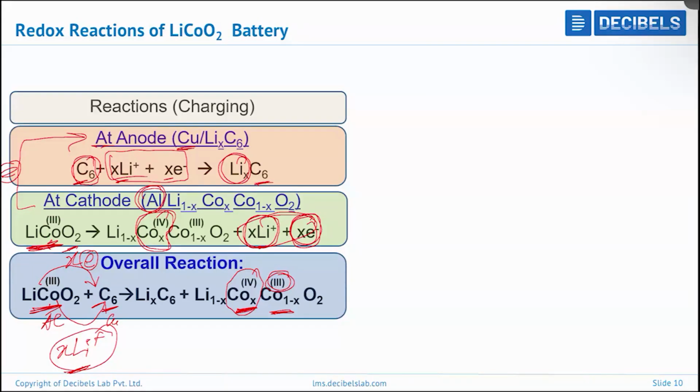Similarly, even if you take NMC or LFP, the graphite is common. This reaction is common since we use graphite as the anode for both NMC and LFP batteries. Once we charge the battery, the voltage increases because we are removing electrons from the cathode, and the cathode is becoming more positive and the anode is becoming more negative.